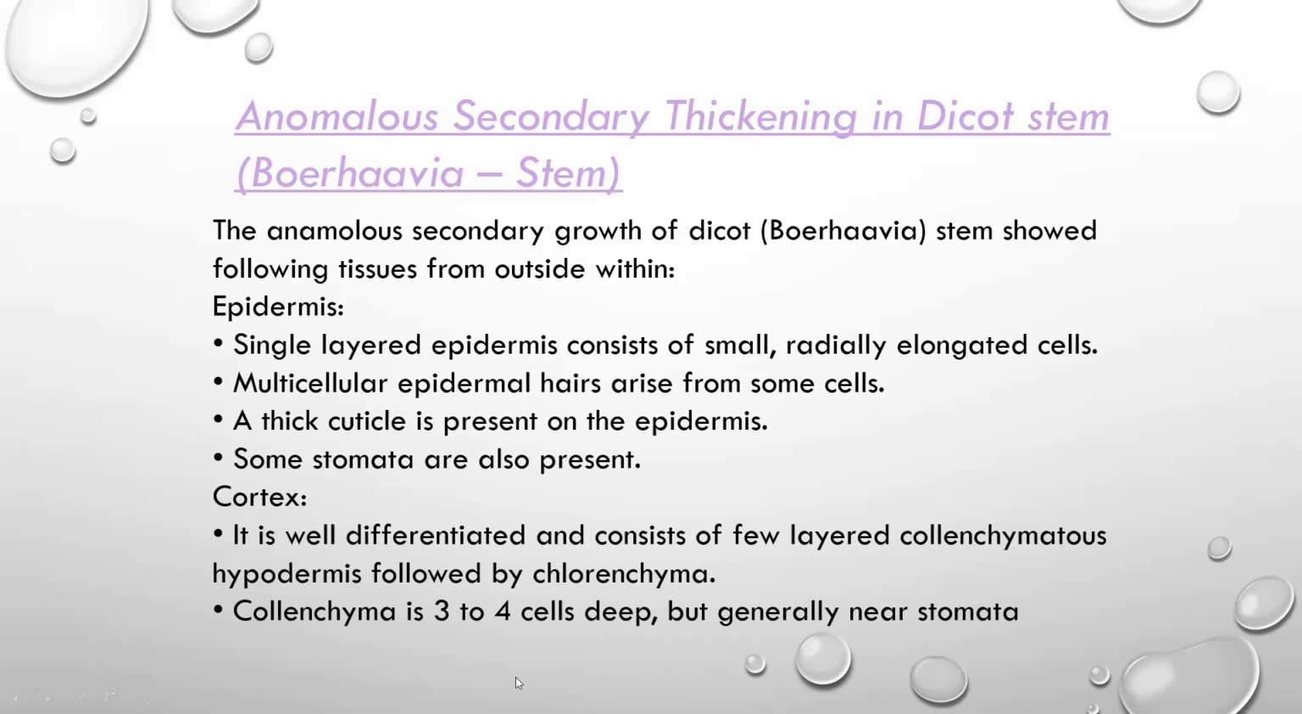So next one is the cortex. It is differentiated and consists of a few layered collenchymatous hypodermis, which is followed by the chlorenchyma. Generally the cortex is differentiated into outer and inner cortex. The outer cortex is made up of collenchyma, and the inner cortex is made up of chlorenchyma. Chlorenchyma is nothing but parenchyma cells which contain chloroplasts. Collenchyma is 3 to 4 cells deep, but generally near the stomata.